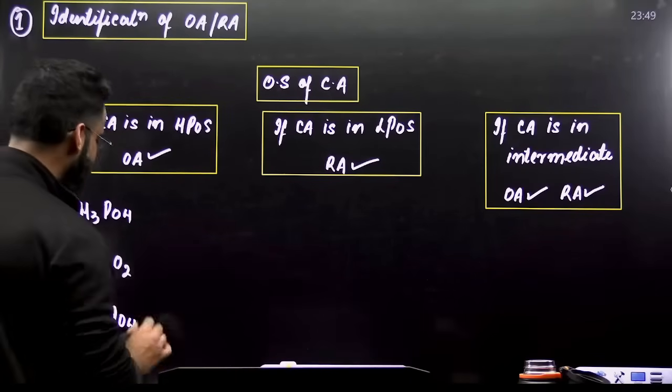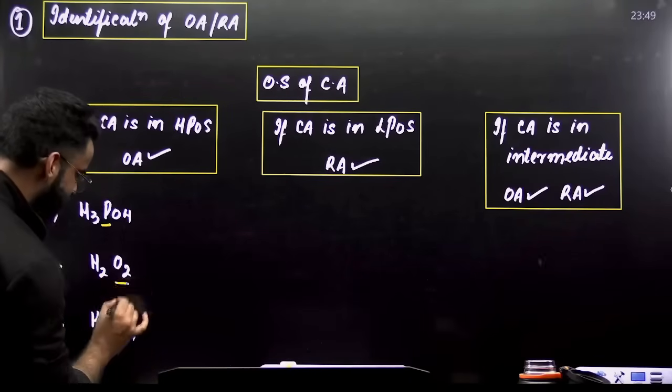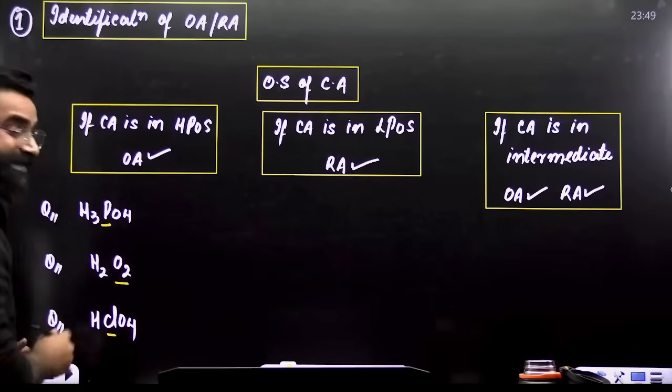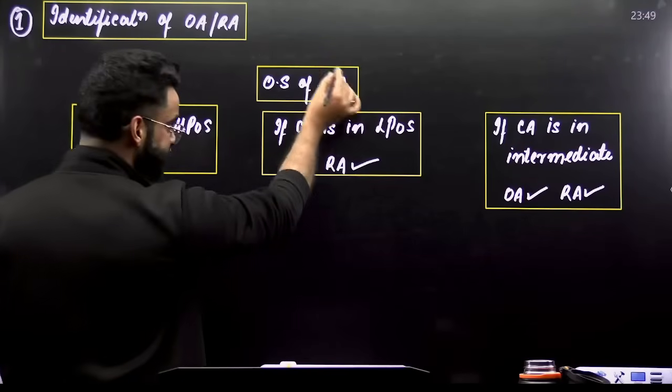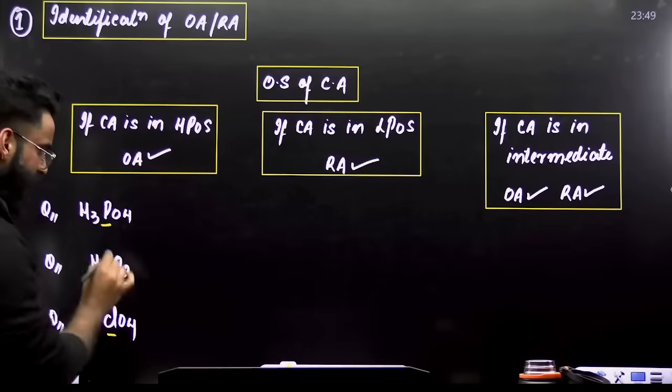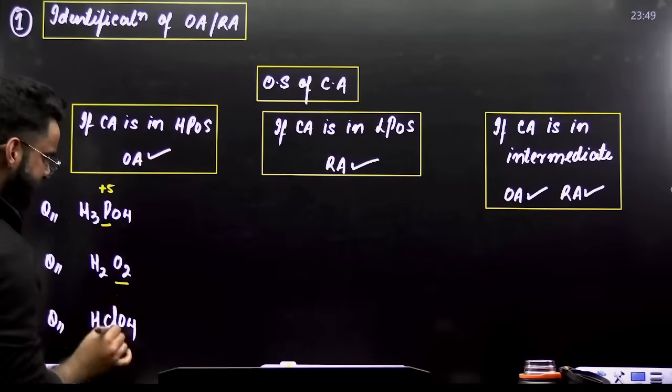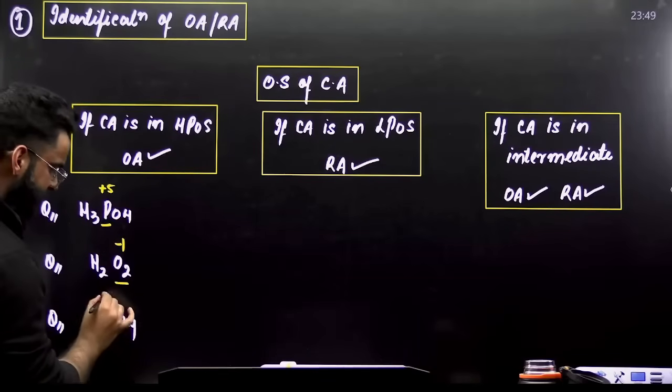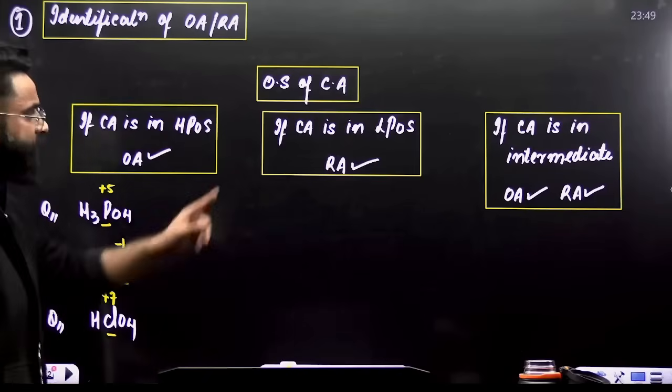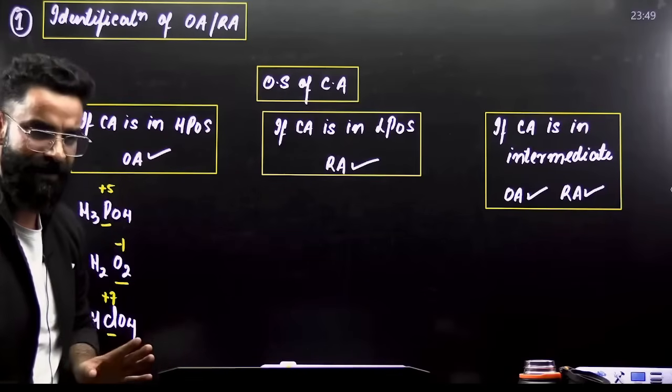My dear students, whatever compound will be given to you, first of all, you will be calculating the oxidation state of the central atom. You'll always be calculating the oxidation state of the central atom. For example, phosphorus here is in +5 oxidation state, oxygen here is in -1, and this chlorine is in +7 oxidation state. So the first step is to calculate the oxidation state of the central atom.